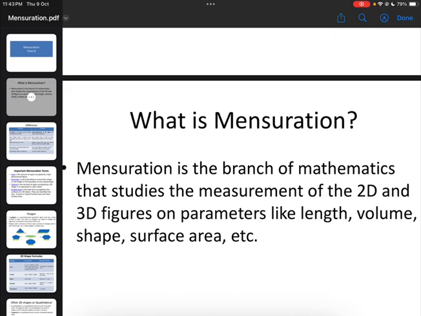2D figures and 3D figures you have seen in your surroundings. In 2D figures you will see shapes like rectangles and squares. Rectangle shapes you have seen like books, and square or circle, you see a bangle of your mother.